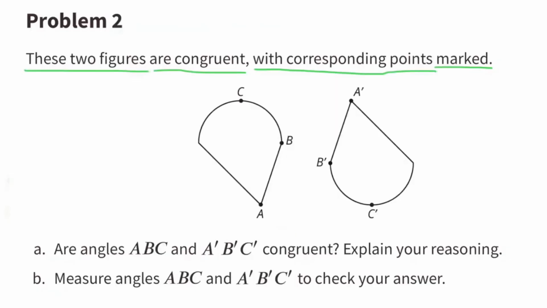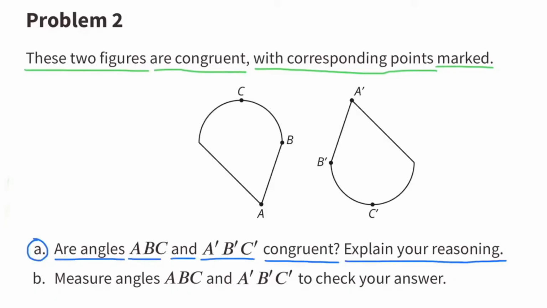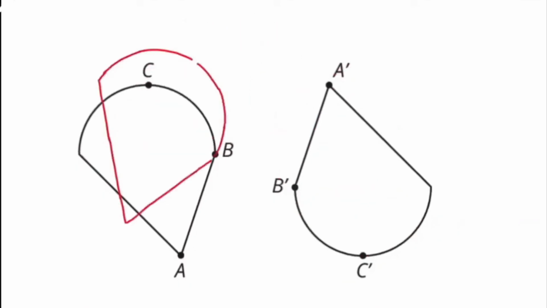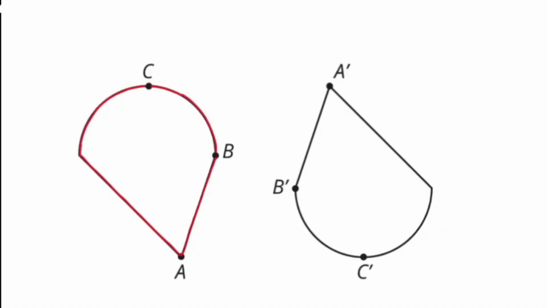Number 2. These two figures are congruent with corresponding points marked. A. Are angles ABC and A'B'C' congruent? Explain your reasoning. I traced over the second congruent figure, leaving A', B', and C' identified with tiny gaps in the tracing. And those tiny gaps in the tracing line up perfectly with angles A, B, and C. So angles A, B, and C and A', B', and C' are congruent.